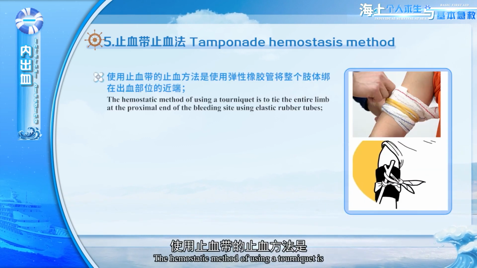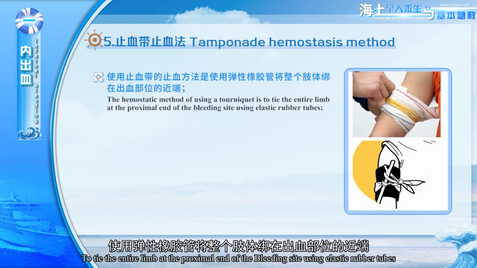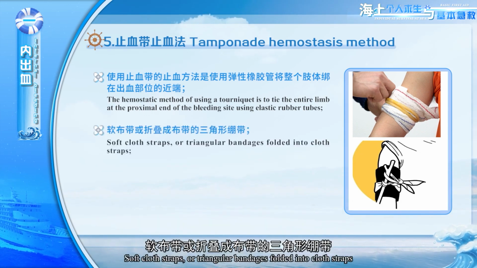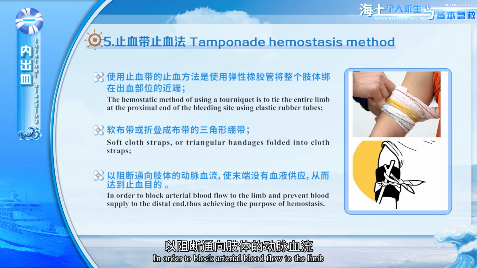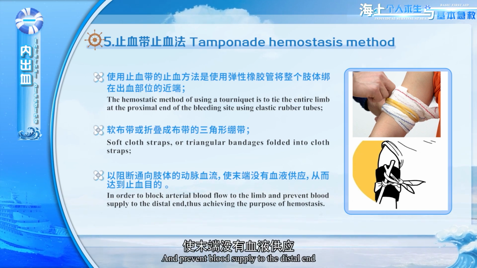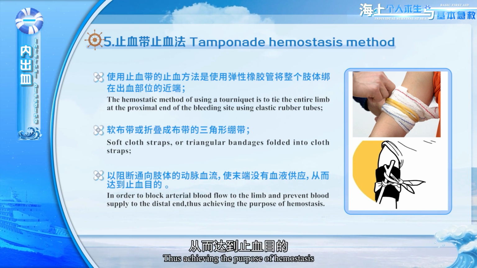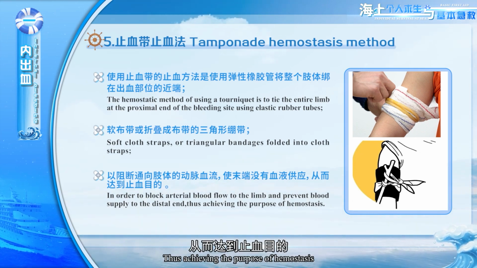The hemostatic method of using a tourniquet is to tie the entire limb at the proximal end of the bleeding side using elastic rubber tubes, soft cloth straps, or triangular bandages folded into cloth straps in order to block arterial blood flow to the limb and prevent blood supply to the distal end, thus achieving the purpose of hemostasis.